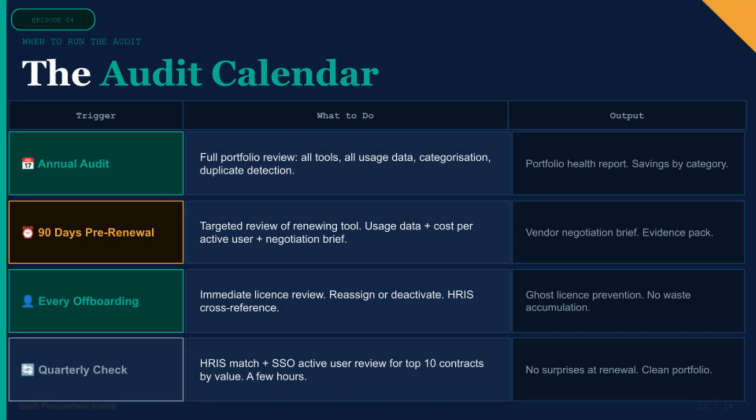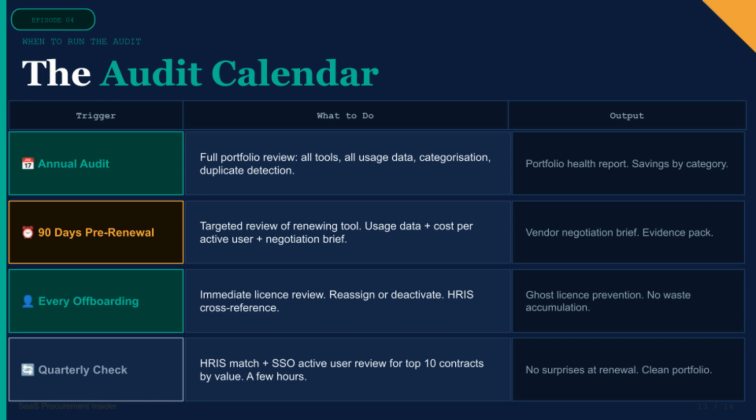Now, when should you run the audit? At minimum, once per year. This gives you a current portfolio picture and surfaces tools that have drifted into the eliminate category since your last review. More importantly, run a targeted review 90 days before any significant renewal. This is your active negotiation window. The data you collect in that window is the brief you take into the vendor conversation.